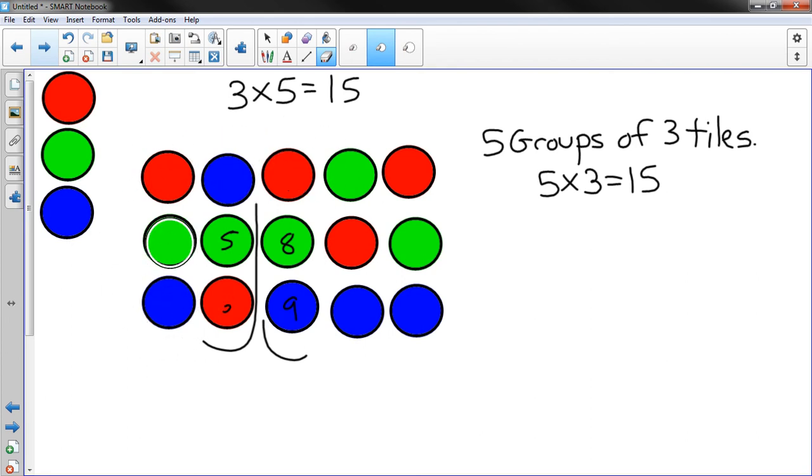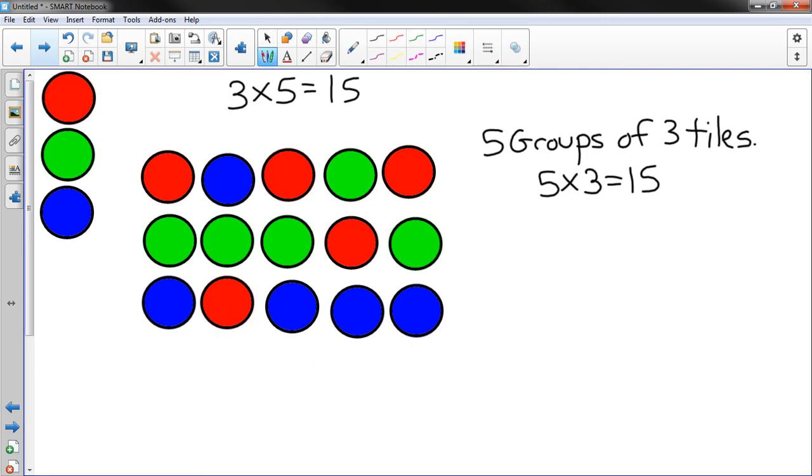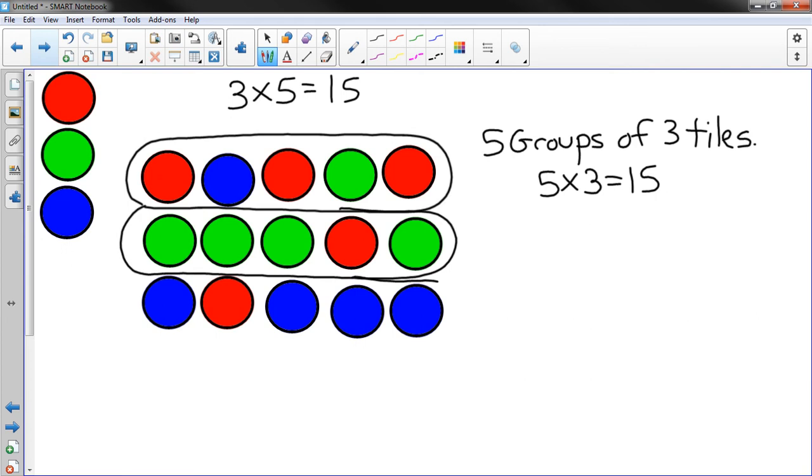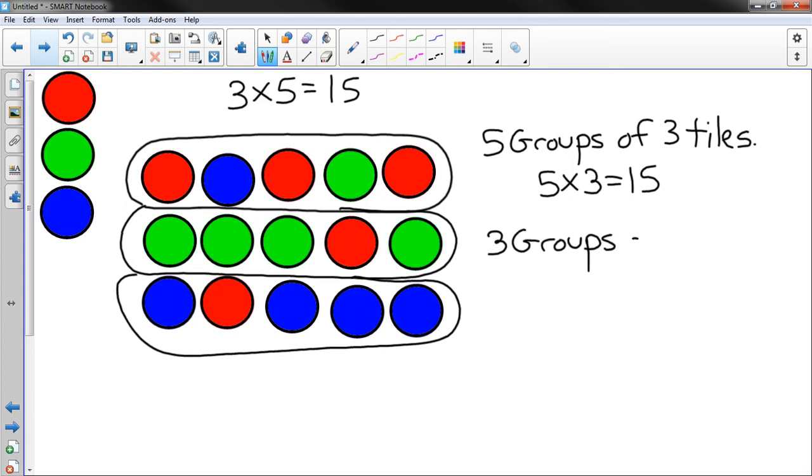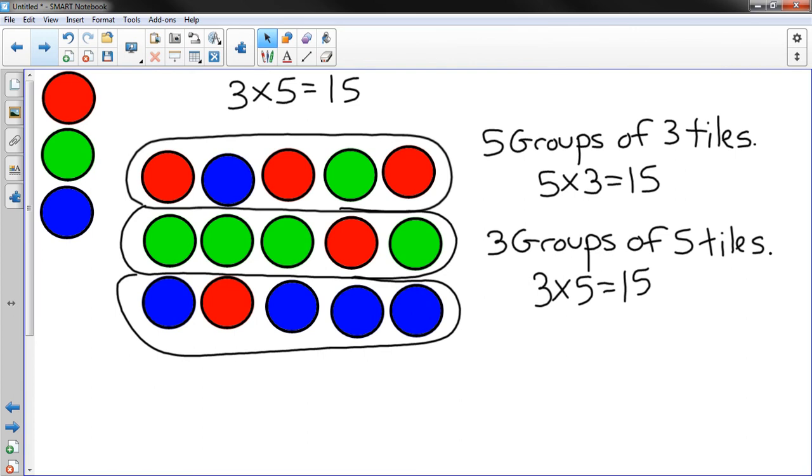So I'm just going to leave the circles up there and think of it in a different way. I'm going to think of that I have 3 groups of 5, which is thinking this way. So now I have 3 groups of 5 tiles. Mathematically, that would be 3 times 5 is equal to 15. Notice the order of the numbers has been switched, but you still get the same answer.